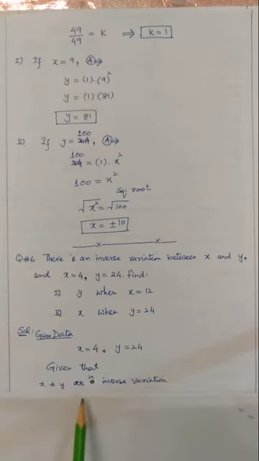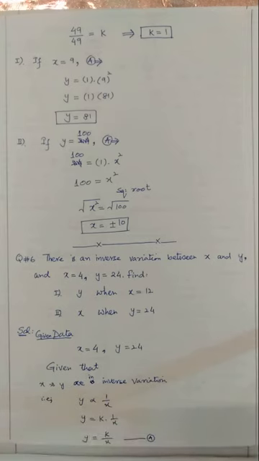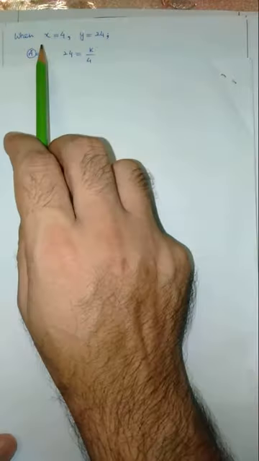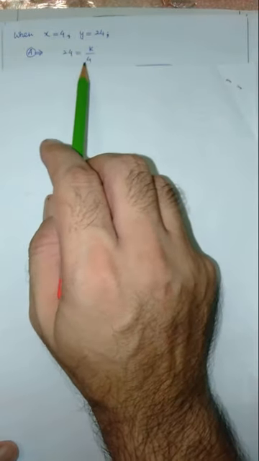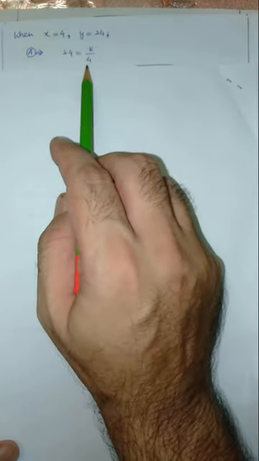Given that x and y are in inverse variation, that is y is proportional to 1 over x. y is equal to k dot 1 over x, y is equal to k by x. This is called equation A. When x is equal to 4, y is equal to 24, then equation A implies, putting the value of x and y, 24 is equal to k by 4.